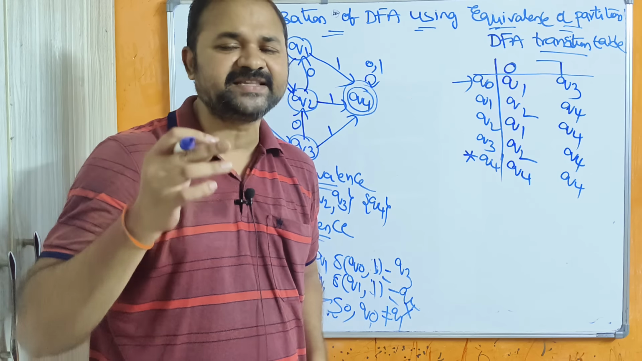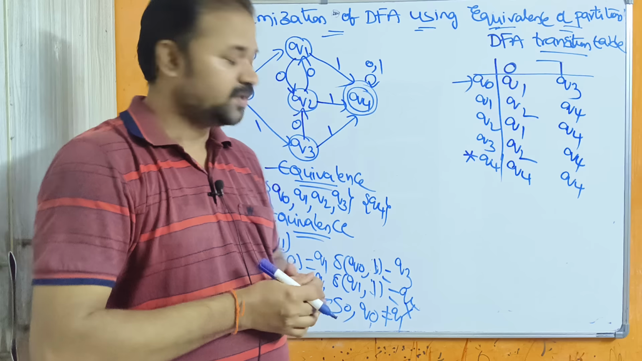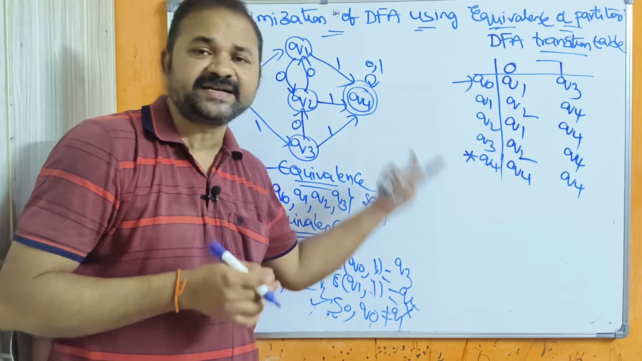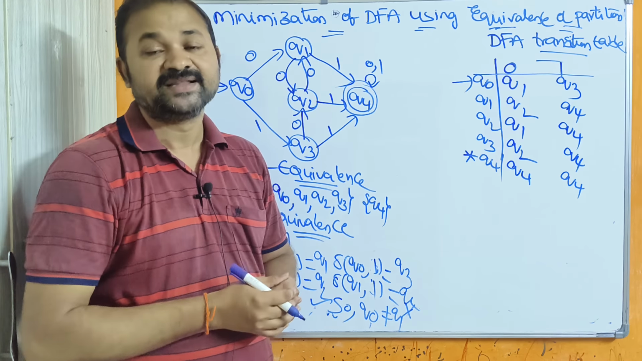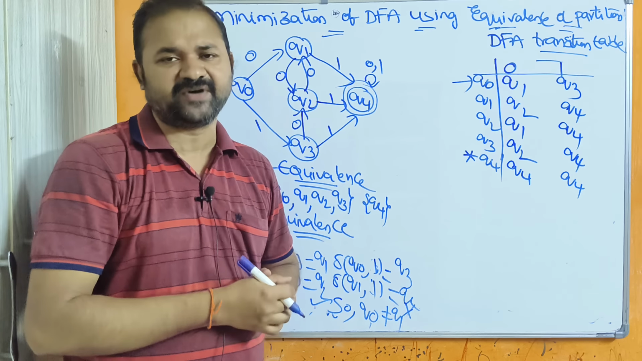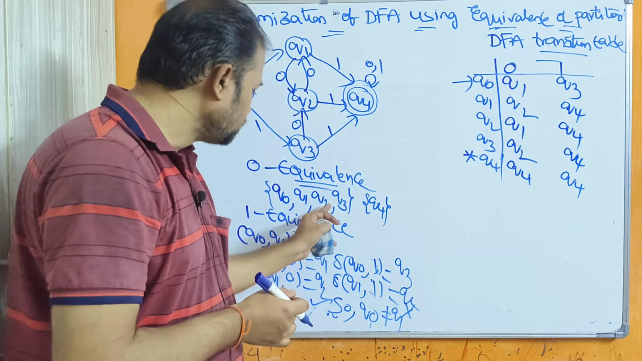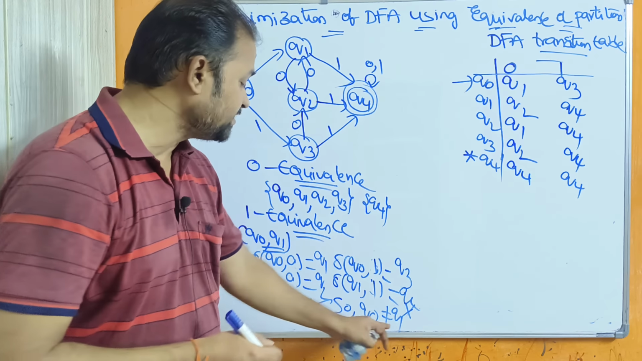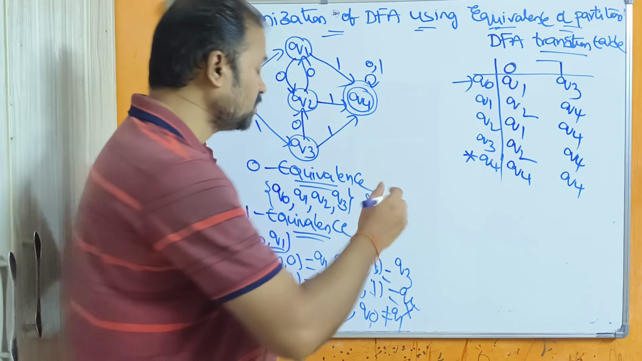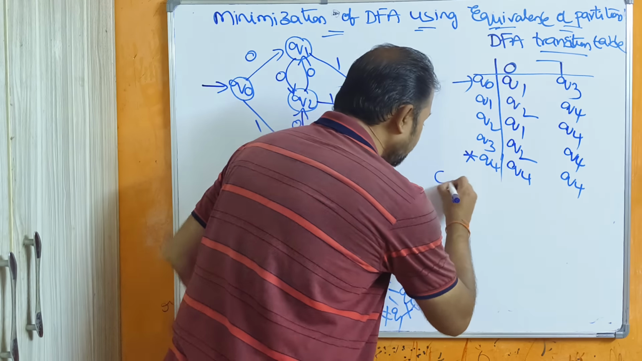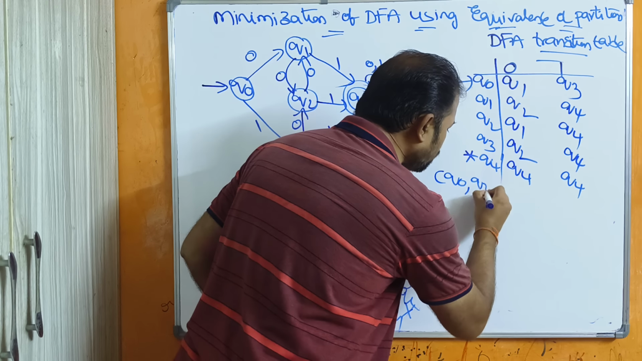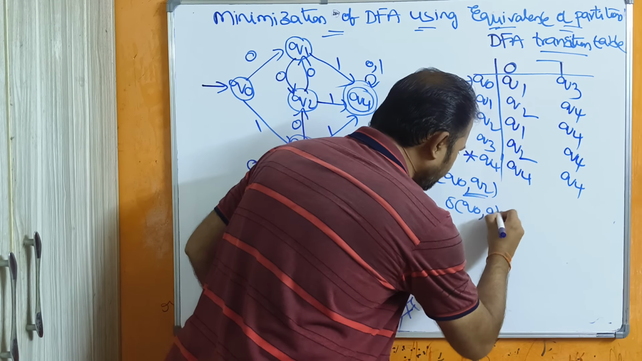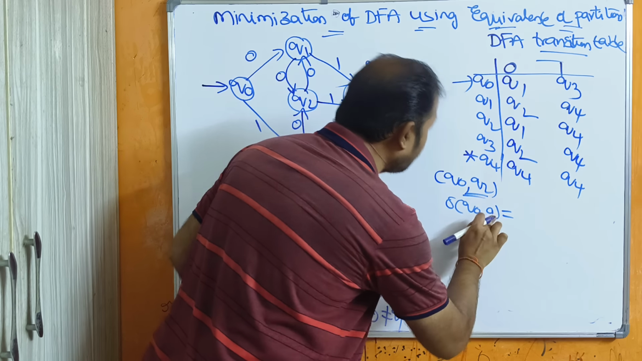We can say that two states are equal if the states we get are present in the same set of states. But unfortunately, Q3 is present in one set and Q4 in another set, so Q0 is not equal to Q1. Next, let us check whether Q0 and Q2 are equal or not. For that, calculate delta of Q0 comma A. Q0 comma, what are the input symbols?